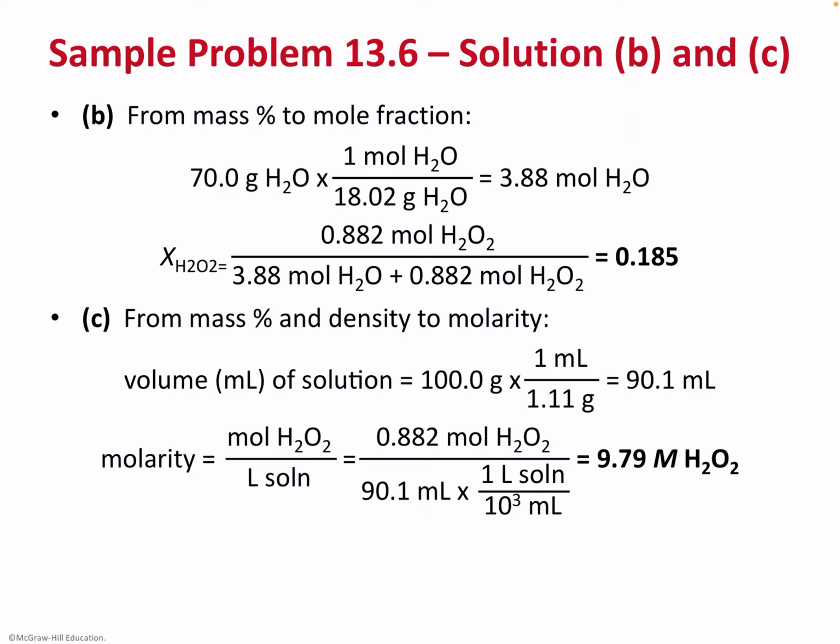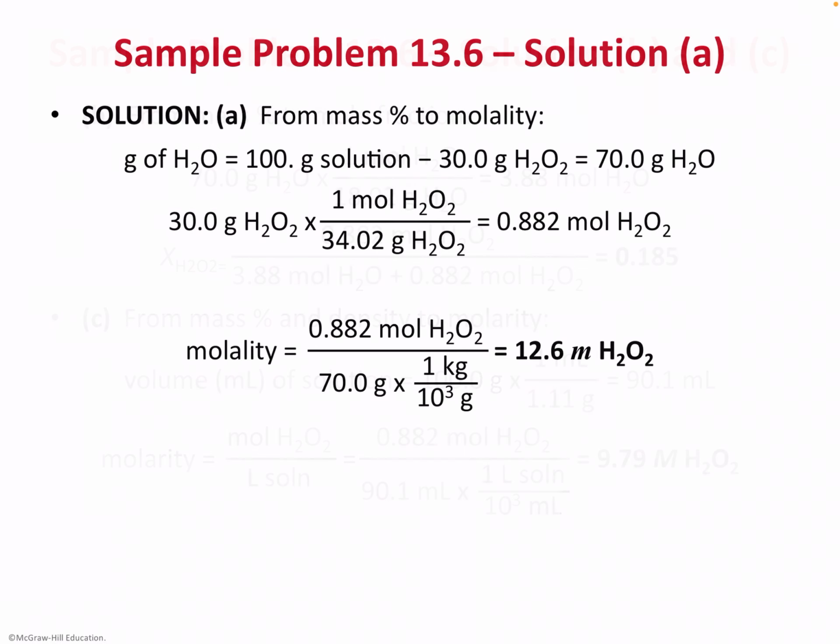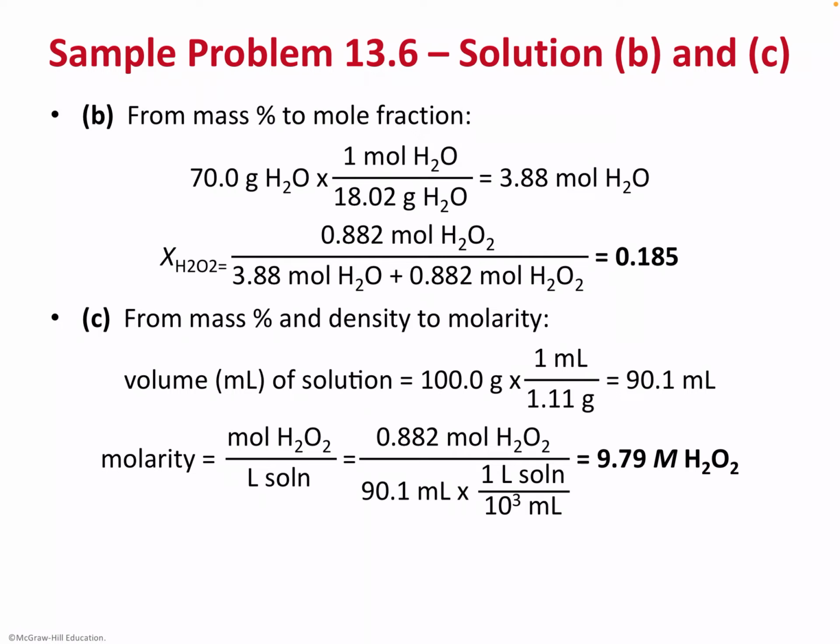We need to find out the number of moles. From the mass percent to mole fraction, 70 grams of water, using the molar mass, you can find the number of moles of water. And then the mole fraction of hydrogen peroxide would be, we found the number of moles in the previous one, 0.882. You divide by 3.88, which is the number of moles of water, plus the number of moles of hydrogen peroxide, 0.185.